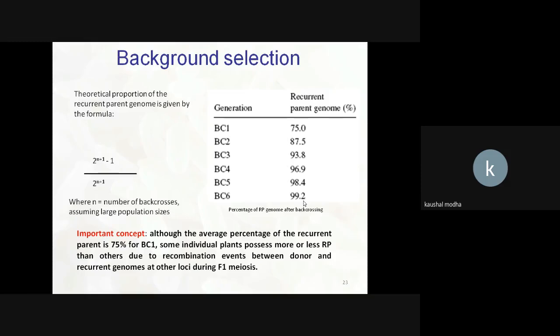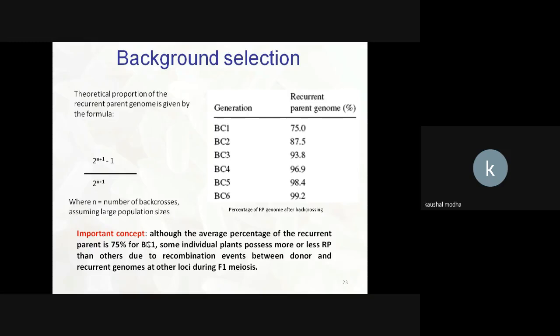How is it possible? Marker-assisted selection or markers are not responsible for this recovery. By markers, we only apply selection. And we know that selection does not create variability. So 87.5% recovery, 93.8% recovery in backcross 3 itself. This is because of the recombination between the chromosomes of P1 and P2 in F1 meiosis, BC1 progeny meiosis or BC2 progeny meiosis, the recombination is going on. So theoretically, we know that in F1, there will be 50% contribution from donor and recurrent parent.